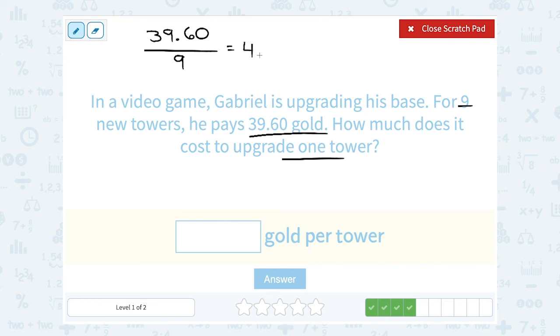Okay, that gives us 4.4, which is the same thing as 4.40 gold.